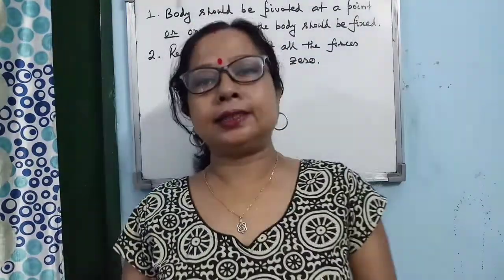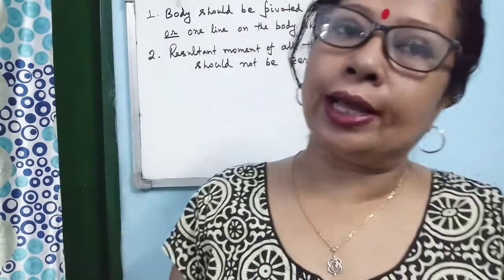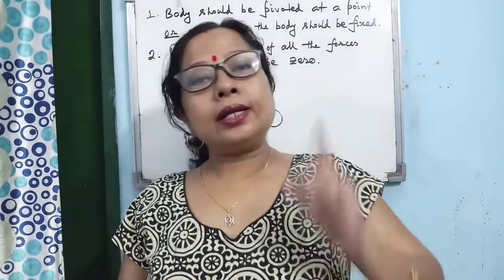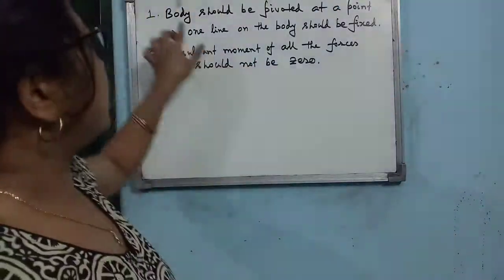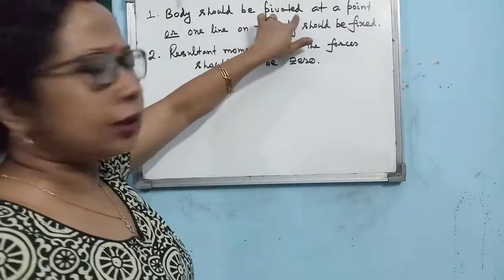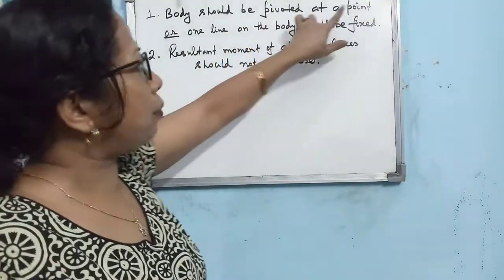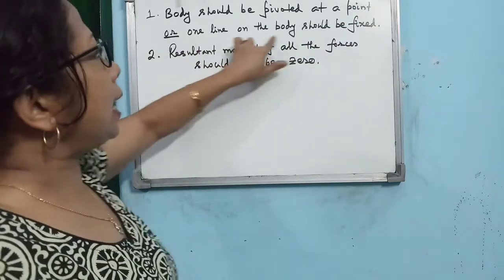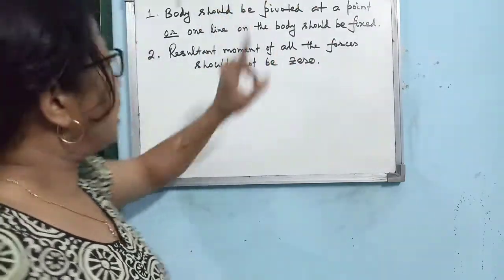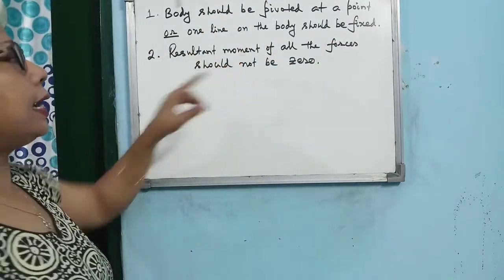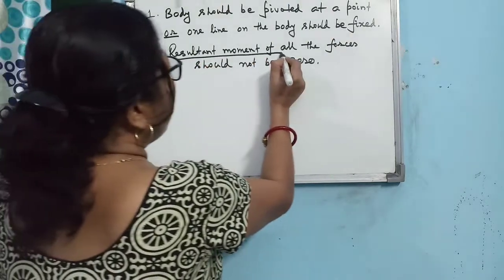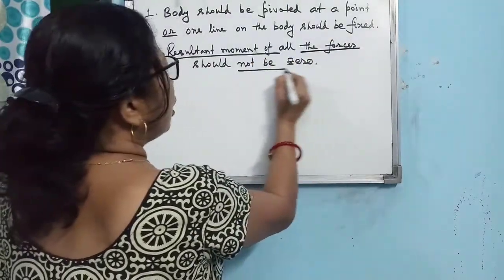Under which condition can a body have rotational motion? So what are the conditions? That body should be fixed, pivoted. Pivoted means fixed at a point, or one line on the body should be fixed. Secondly, the resultant moment of all the forces should not be zero.